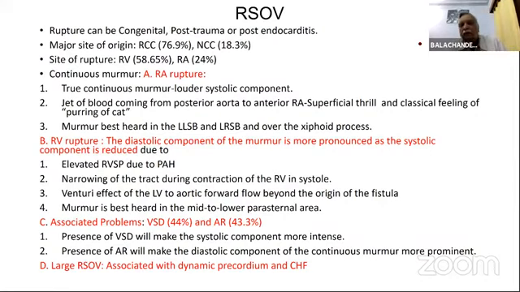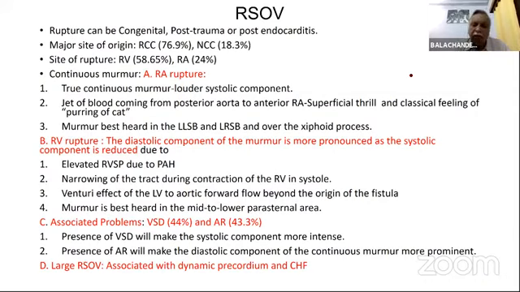Now, in a continuous murmur, you can get a diagnosis straight away if you put your hand on the patient and feel a superficial thrill, a classical one, just like the purring of a cat. You are sure that it is going into the RA, because the RA is a superficial structure. So you will get the murmur, which is truly continuous with a loud systolic component and a jet of blood coming from posterior aorta to anterior RA. So that's how it comes. You get a very superficial thrill, as if you are just auscultating over the rupture site, and you get a purring sensation. It is also heard in the left lower sternal border, the right sternal border, and over the xiphoid process. And this I will show again with the help of a diagram.